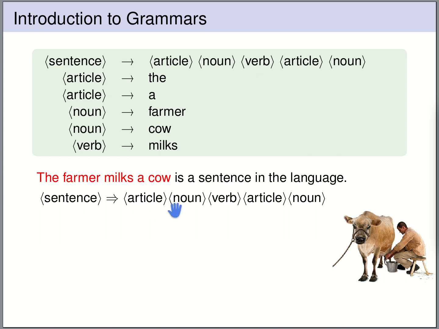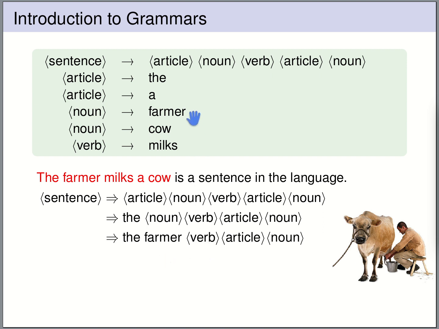Now we can continue replacing. We can now replace any of these variables. To keep it simple, we will replace the variables from left to right. So I will start with article. And we have two options. We can replace article by the or by a. Since we want to derive this sentence, we will replace it by the. Now we pick this variable noun. We have two options again. We can replace it by farmer or by cow. If we want to get this sentence, we replace it by farmer.